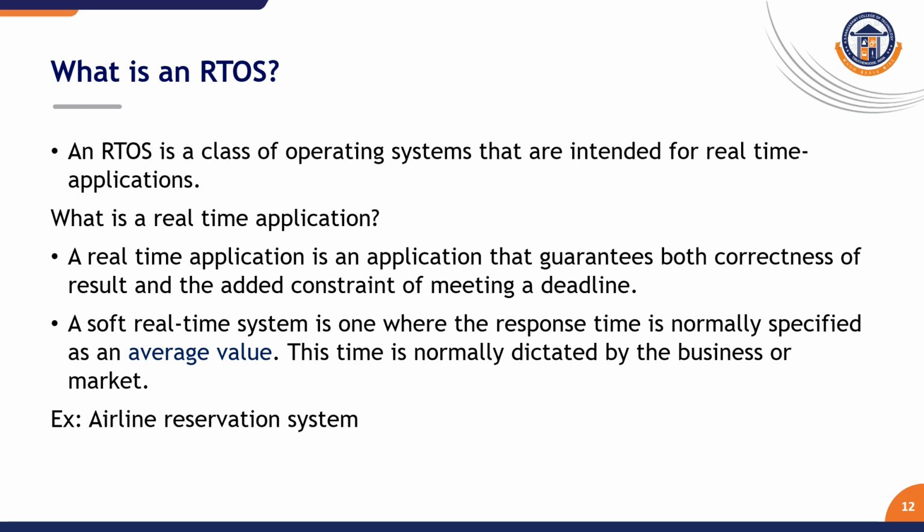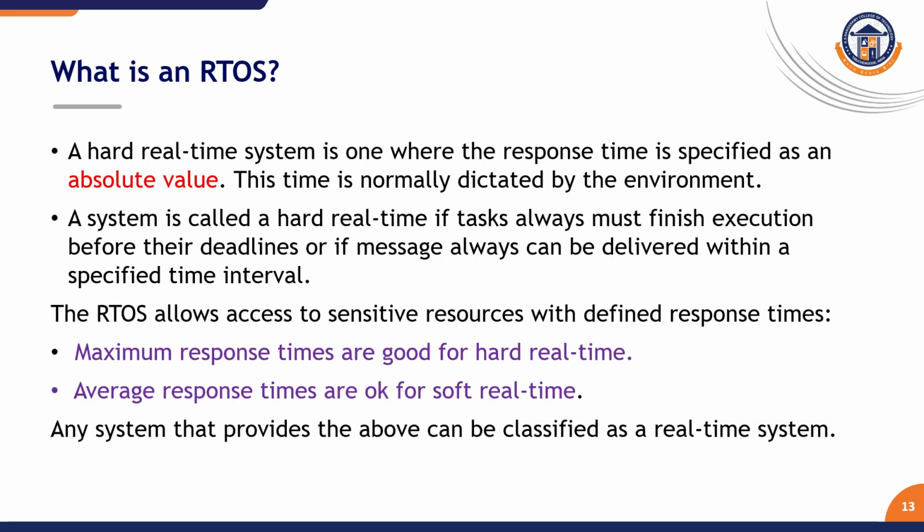A soft real-time system is one where the response time is normally specified as an average value, right? The time is normally dictated by the business or market. An example is an airline reservation system. And a hard real-time system is one where the response time is specified as an absolute value. These times are normally dictated by the environment.